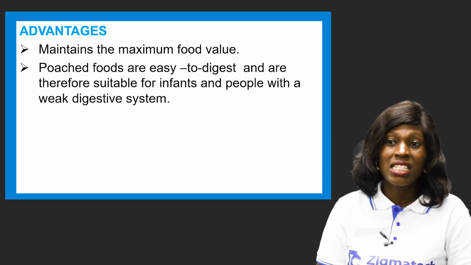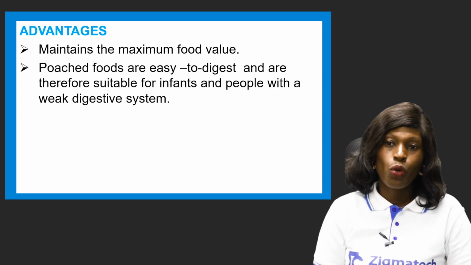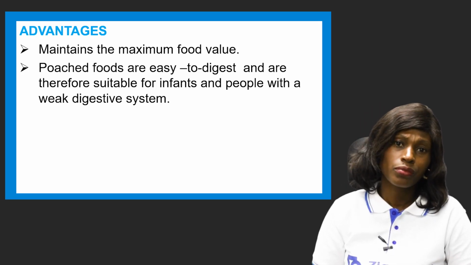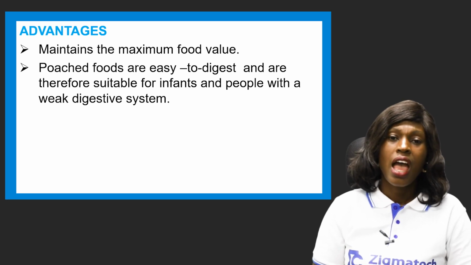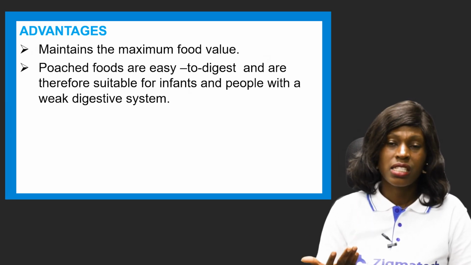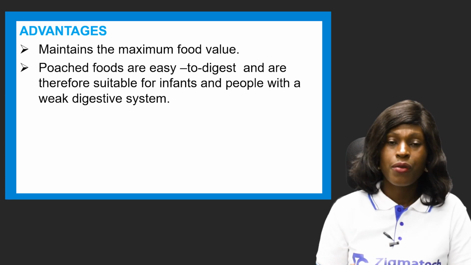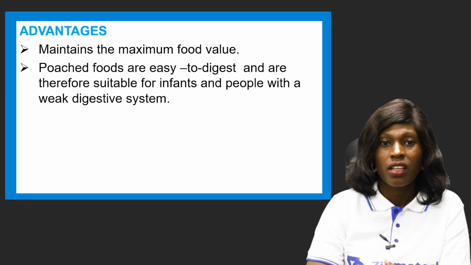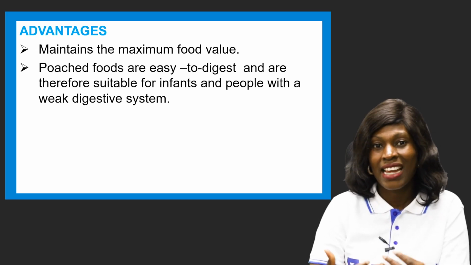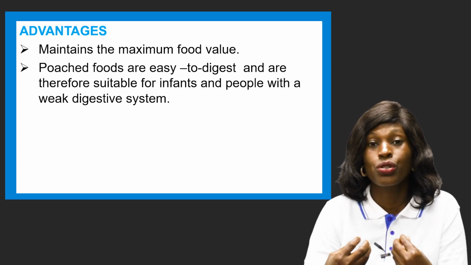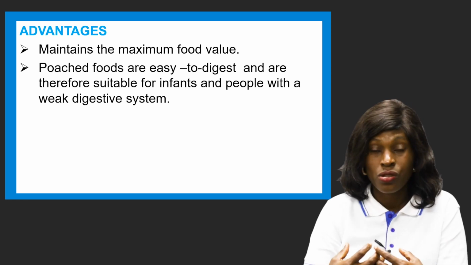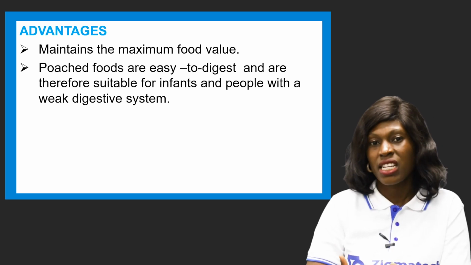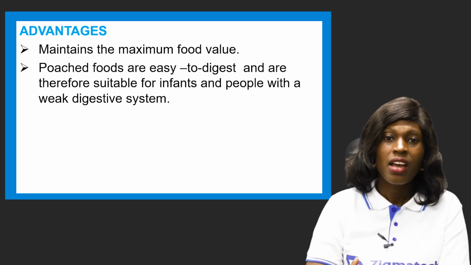Now, poached foods are easy to digest and are therefore suitable for infants and people with a weak digestive system. So this method is very suitable for infants, children, babies. It's good for them because their digestive system is not so strong, so to say. So if we use this method for them, it helps them to do what? To be able to digest the food easily, quickly and fast.